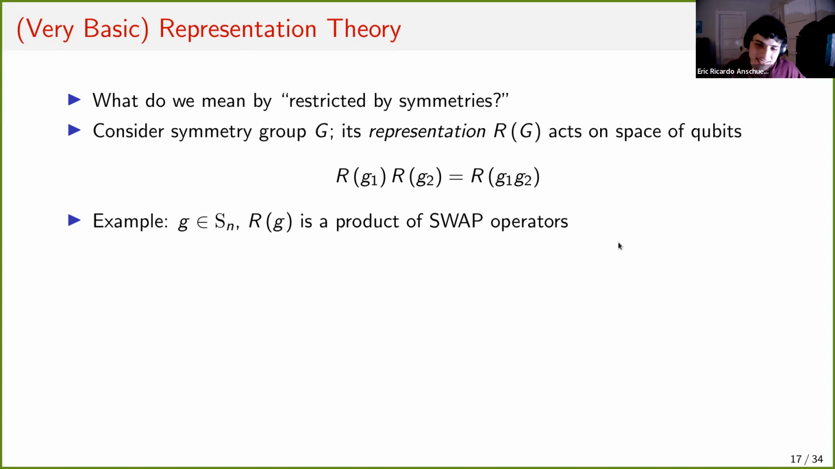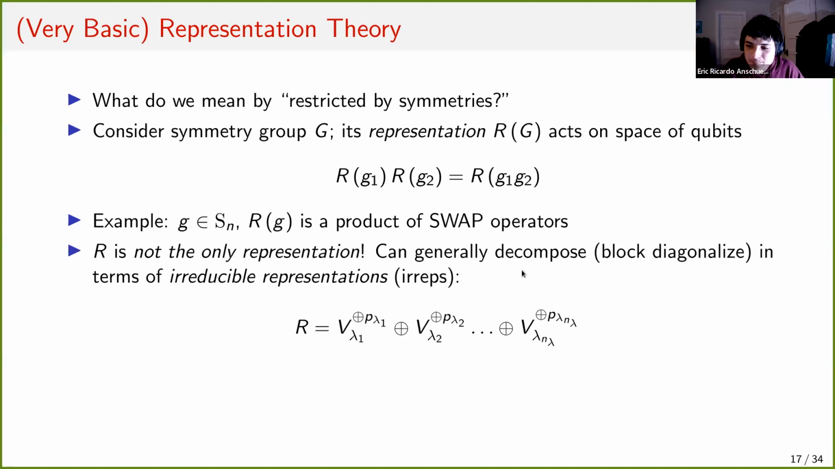So that's one example, but you can write a lot of symmetries as representations on n qubits. But the important thing is, this isn't the only representation. Just because we picked these swap operators as our representation for elements of the symmetric group, you can also have much lower dimensional representations of various groups in general.